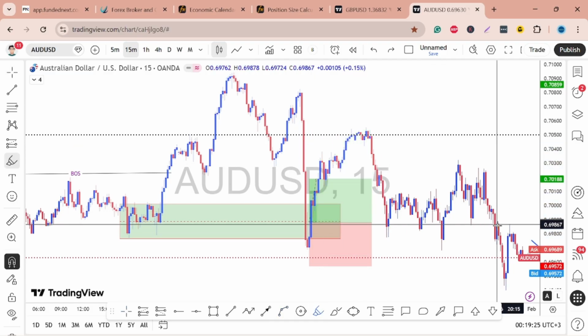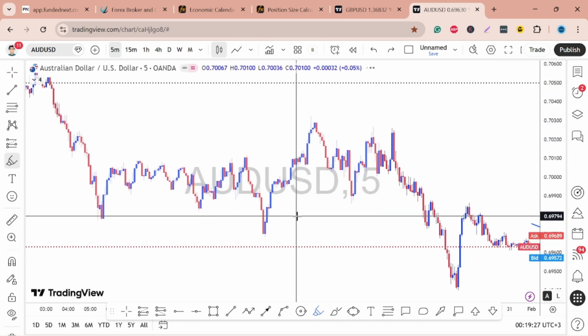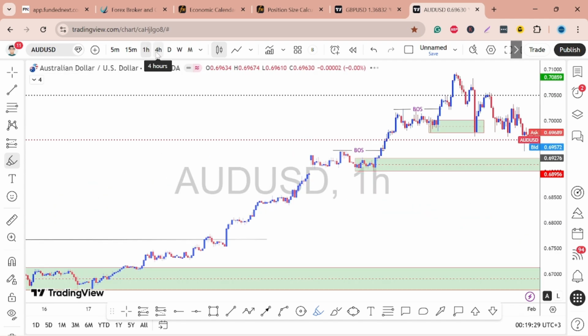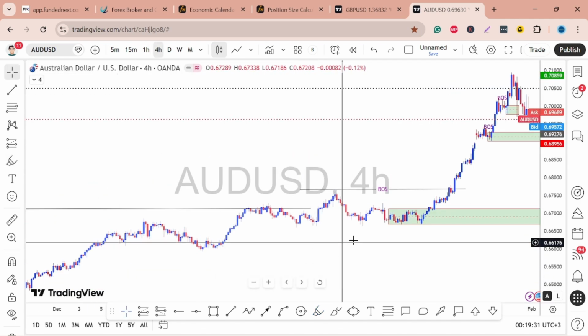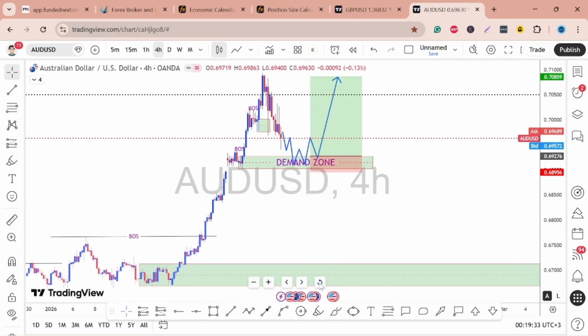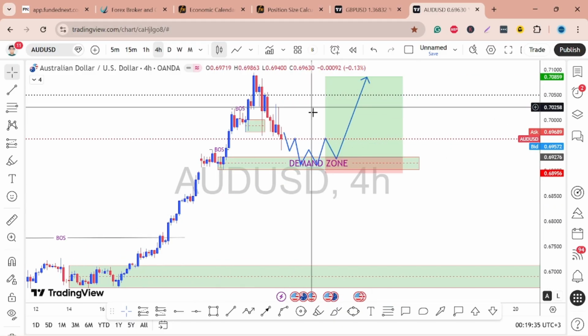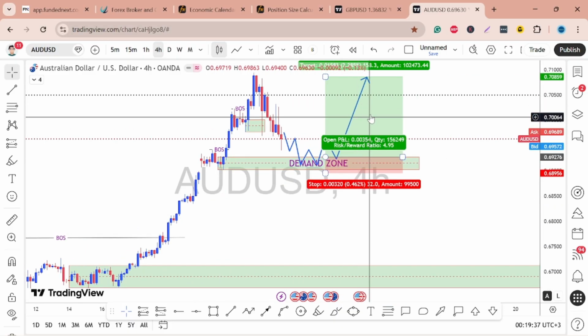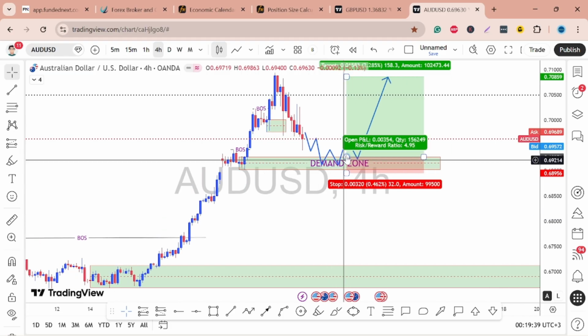So now that we had that move on AUD USD, what I'm anticipating is that if this demand zone is going to hold, then it means price is still going to continue to push up.